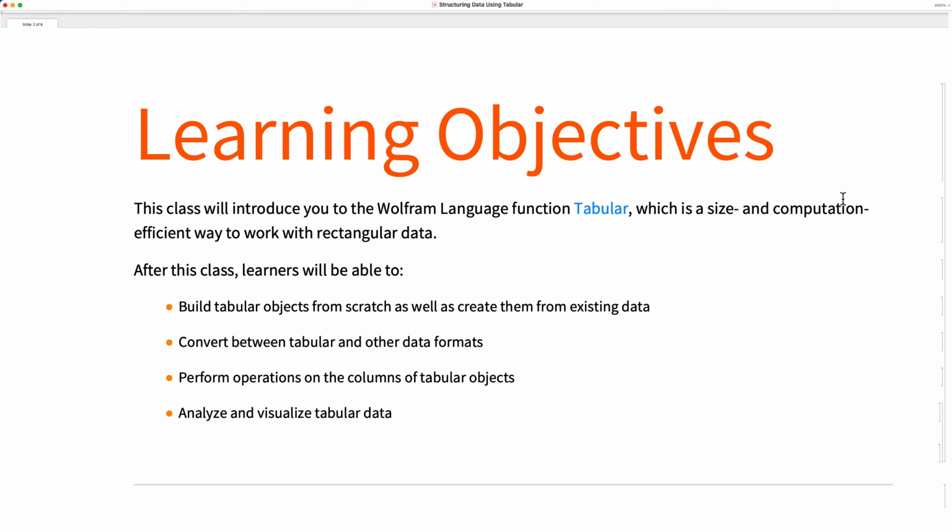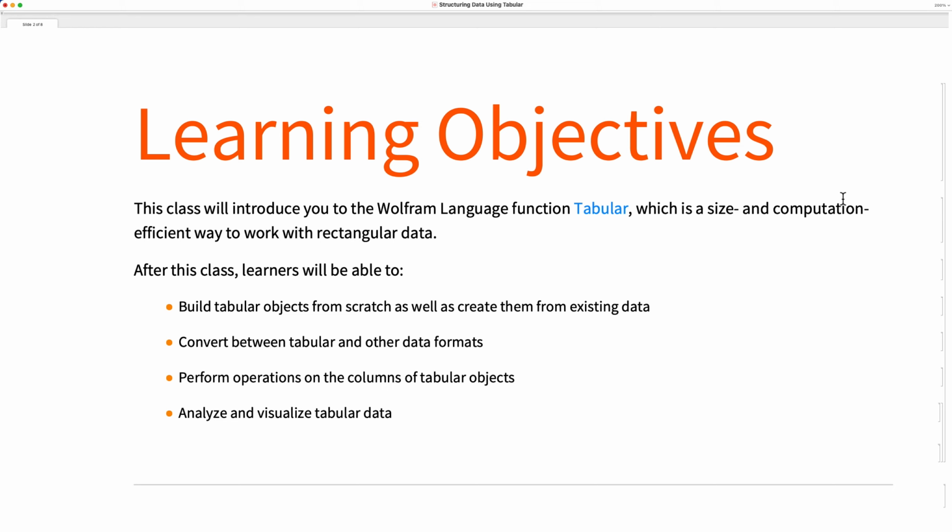We'll talk about this a little bit more later, but you may remember that associations and datasets can have more complex nested structures. With Tabular, it's just rectangular, and we can take advantage of that fact in order to make it more size and computation efficient. After you finish this class, you'll be able to build Tabular objects from scratch, as well as create them from your own existing data. You'll be able to convert between Tabular and other data formats in Wolfram language.